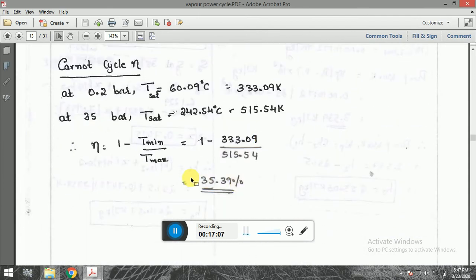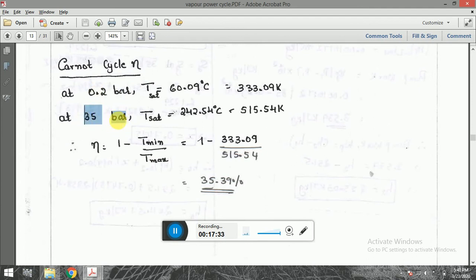Next we can find the Carnot cycle efficiency. We know the Carnot formula, that is eta is equal to 1 minus T minimum by T maximum. The problem here is we don't have T minimum and T maximum values. To find them, we can use the pressure of the condenser and the pressure of the boiler.